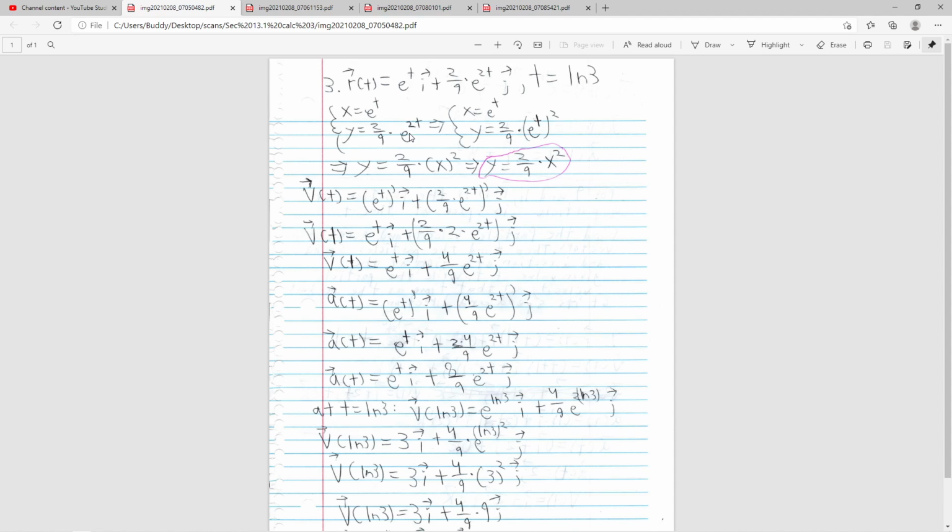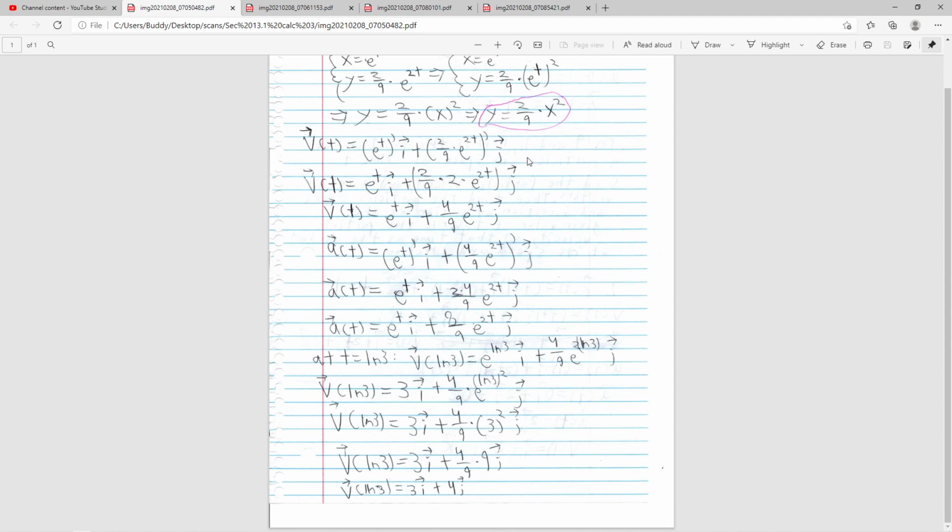That's how it works. e to the 2t means the whole e^t thing squared. And furthermore, x is e^t, so this is x squared. So y equals 2/9 times x squared is the equation in xy for the particle's path.